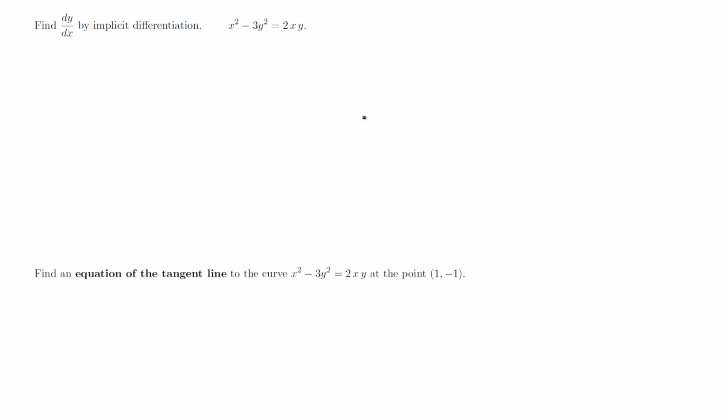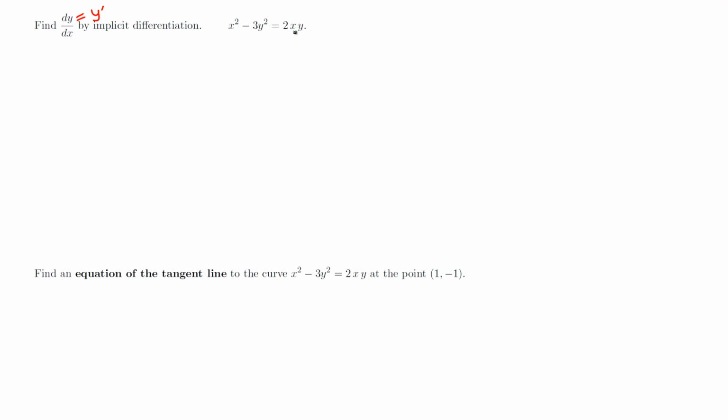Find dy over dx, the derivative of y with respect to x, by implicit differentiation, because x and y are together and we don't want to isolate y. So we have x squared minus 3y squared equals 2xy. Let me denote dy over dx by y prime, shorthand notation, just y prime.